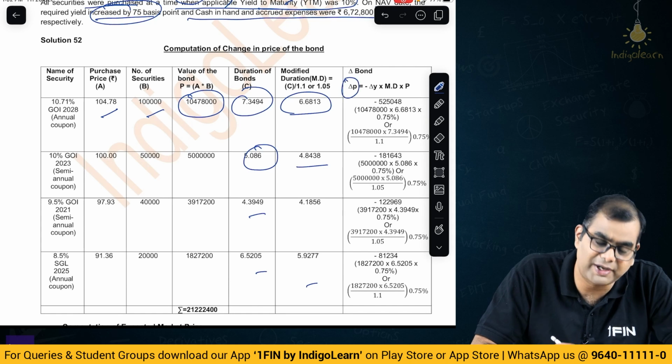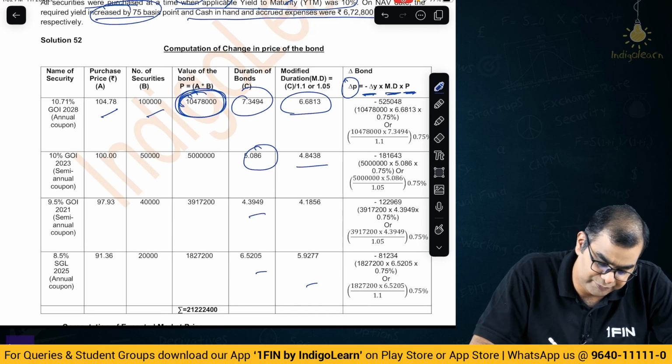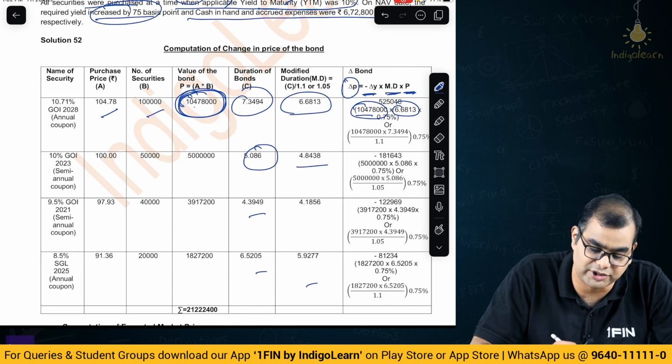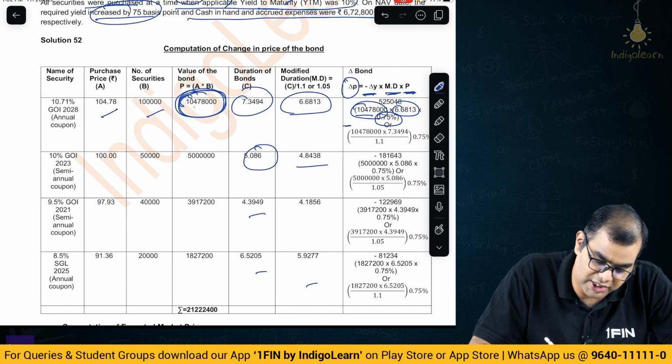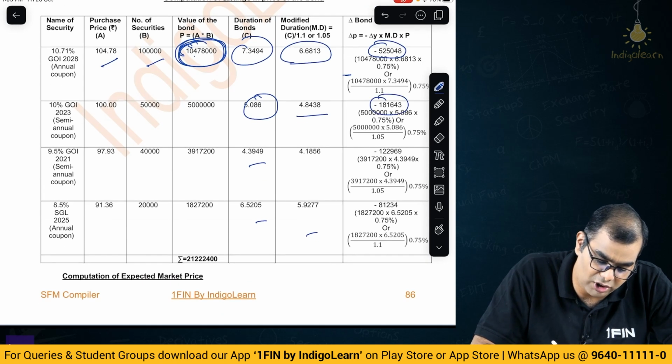Once you've got this, the change in price is minus change in yield, which is minus 75 basis points, into modified duration, into the price. Instead of multiplying with the price, you can multiply directly with the value of the investment itself. So what you do is 1,04,78,000, the value of the investment, into the modified duration, into 0.75%. In all the cases, yield has gone up, so price will come down, so all of them are minus. The change in the value of investment computed here is minus 525,048. Same way you compute for all the other bonds also, and you get minus values.